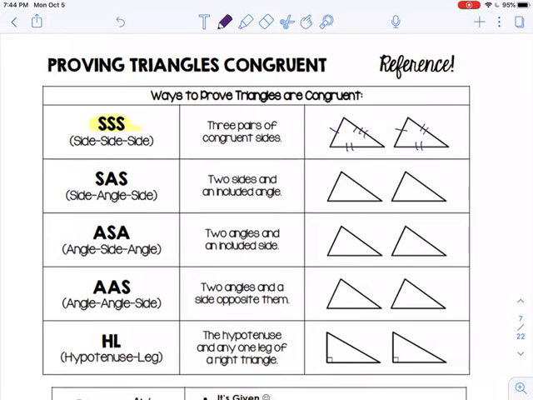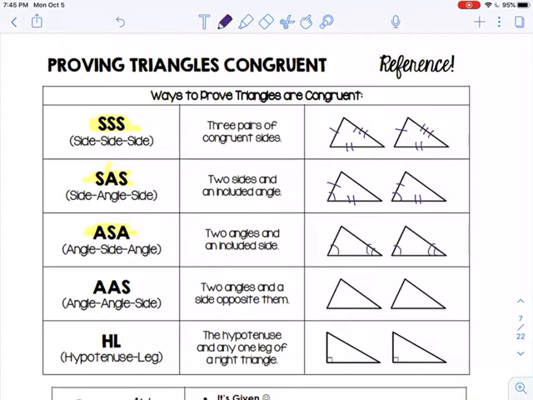Side, side, side: you have the 3 sides of one triangle congruent to the 3 sides of the other triangle. Side angle side means that you have 2 sides of one triangle congruent to 2 sides of the other, and the included angle, meaning the angle between those 2 sides, is also congruent.